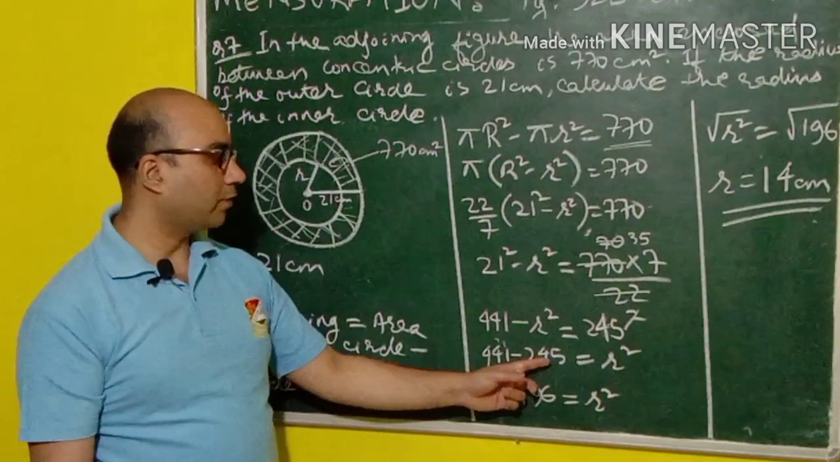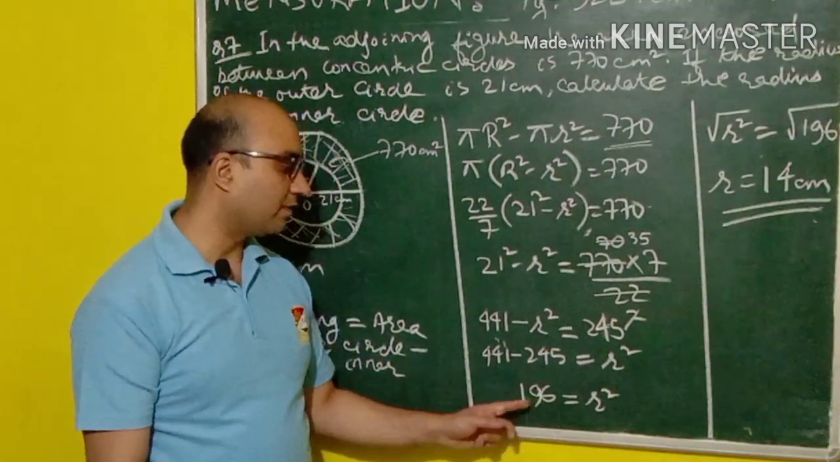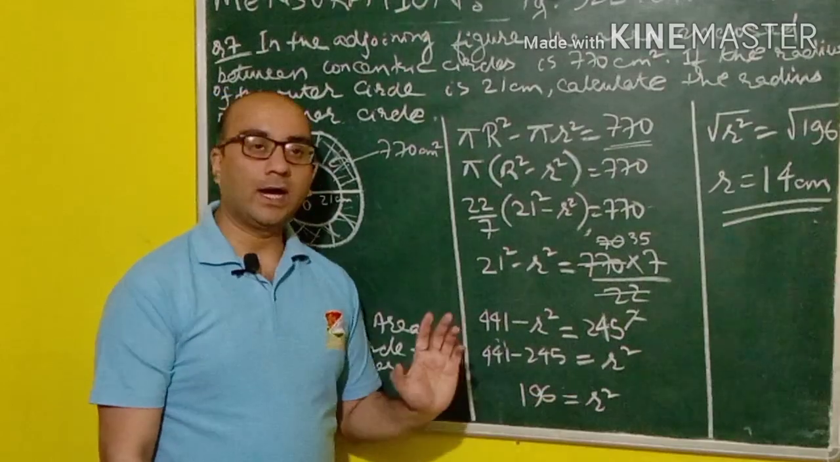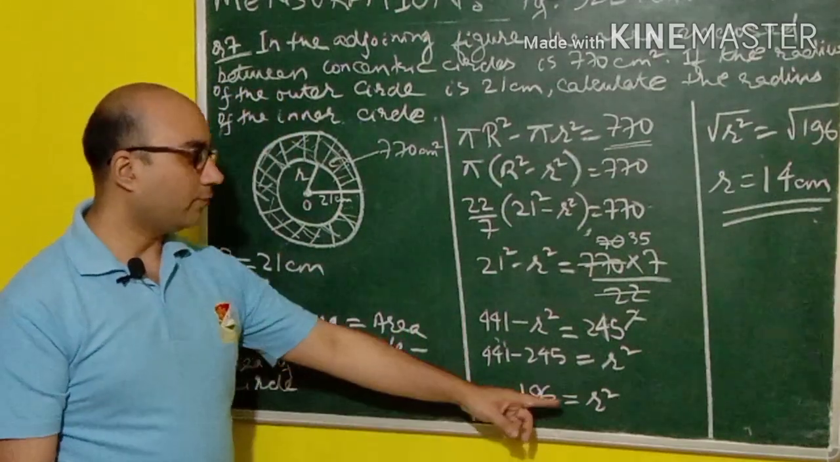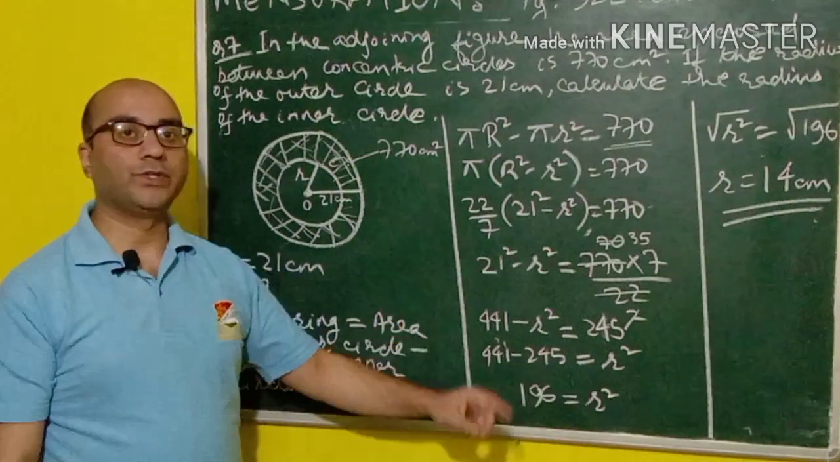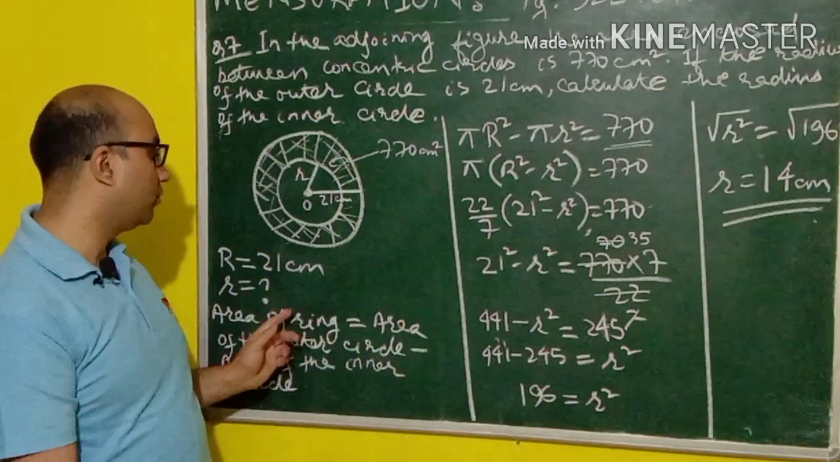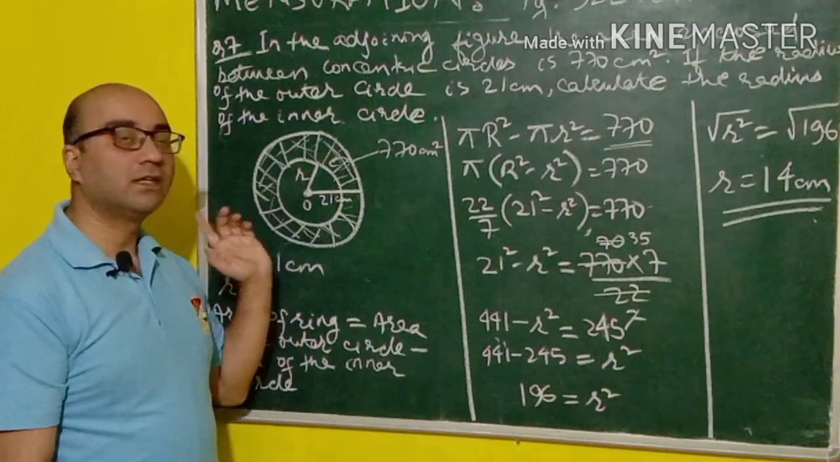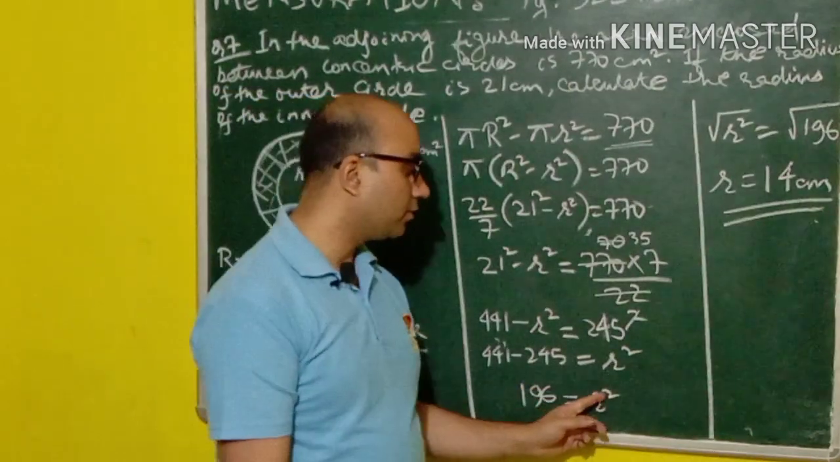So 441 minus 245 gives us 196, which is equal to r square. So the value of r square is equal to 196, but we are not interested in the value of r square. We just need small r. We need to find the radius of the inner circle.